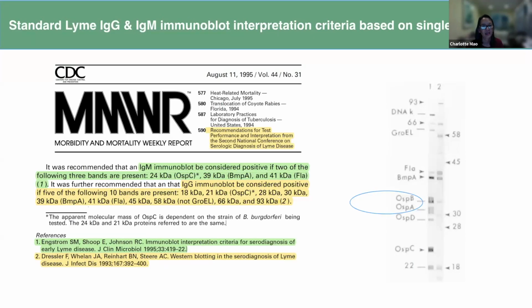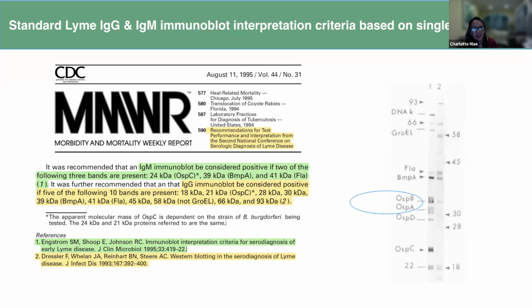I'll just comment in a little bit more detail about Lyme serologic testing. And this shows the standardly accepted diagnostic criteria for interpretation of Lyme Western blot or immunoblot testing. And this was first reported in the CDC MMWR from 1995.